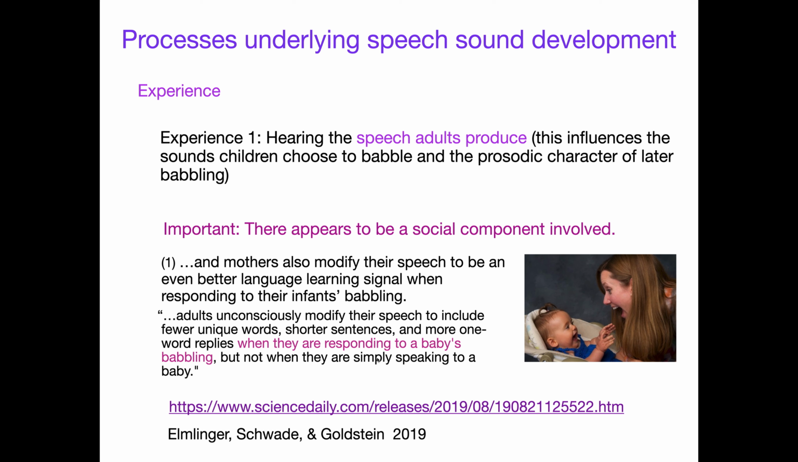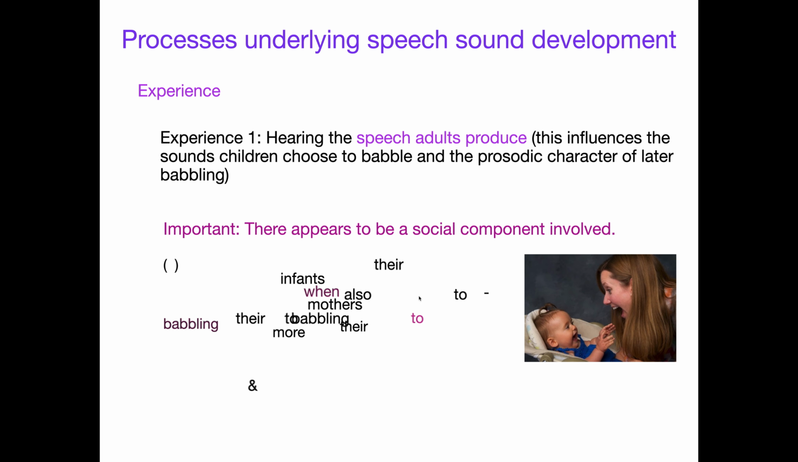But when you're actually responding to their babbles, it turns out that adults seem to, at least in this study, unconsciously modify their speech to be a simpler, cleaner signal: fewer unique words, very familiar words. They're going to have shorter sentences, more one-word replies, which are easier to pick up on. That's when they're responding to the babbling in particular, as opposed to a baby who's just watching attentively.